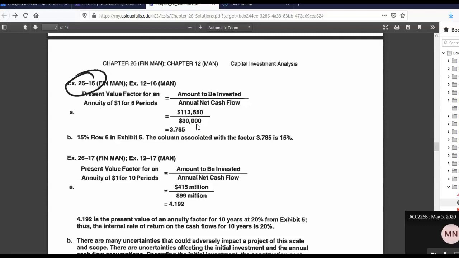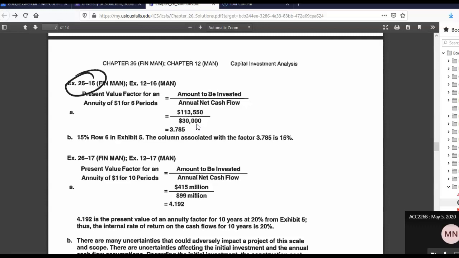So it's not like you're learning something new, but when you get to the internal rate of return, you actually got to first calculate this factor or cash payback. And then what you do is you got to go into the book, into the exhibits, either at the back of the book, in the appendix, or in the chapter, exhibit 5. It's the annuity table. And what you do is you scroll down on the left-hand side to the number of years, and this one was 6 years or 6 periods, so you go down to 6, and then you scroll across to the right until you find that factor.